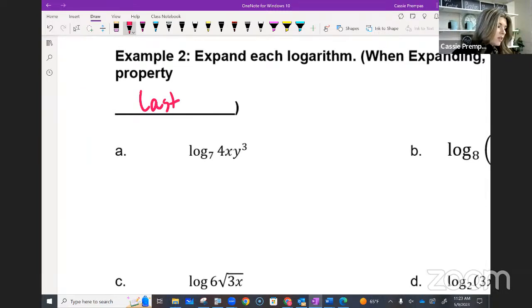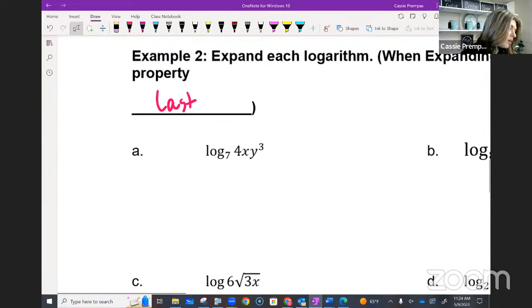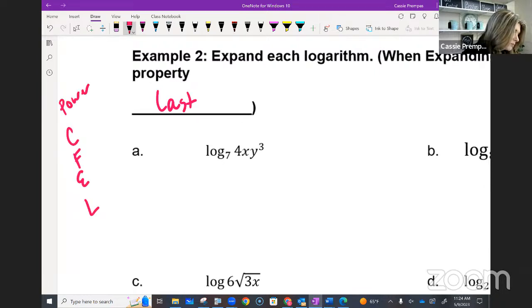Think like you're solving with an equal sign: you go reverse PEMDAS order, you undo addition and subtraction. In this case, you're going to undo the multiplication before you undo the power. You do have to know when you combine, use the power property first. When you expand, you use it last. This is the power property. I would even just write this off to the side.